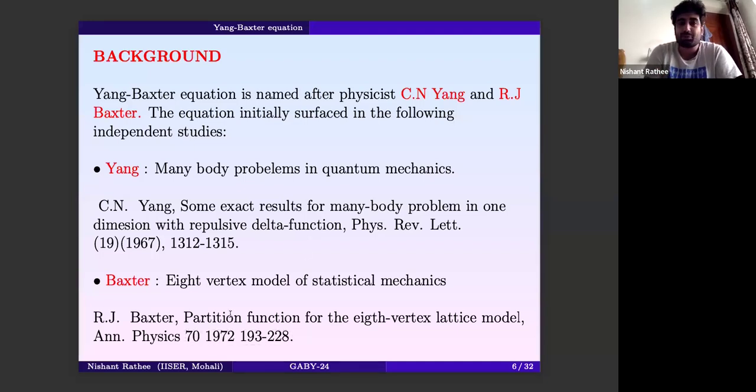So I really don't know much about the physics, because these equations are really coming from physics. But if some of you are really interested in the background and in how these equations come up, you can look at these references. But these equations are mathematically also very interesting. That's why I'm doing this.